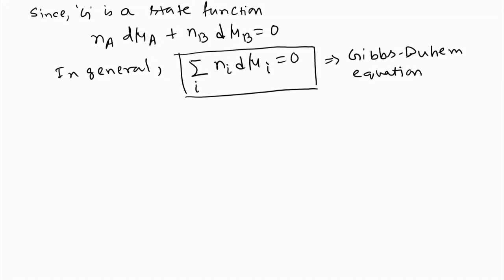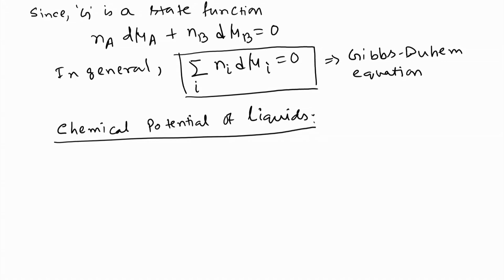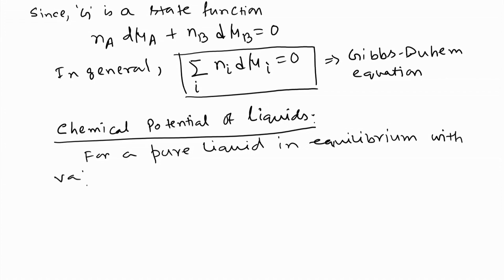Okay. So next we consider chemical potential of liquids. Okay. For a pure liquid in equilibrium with vapor, we can write mu A star liquid.